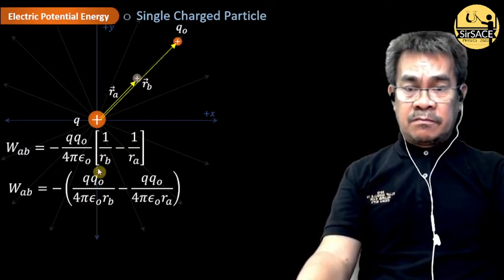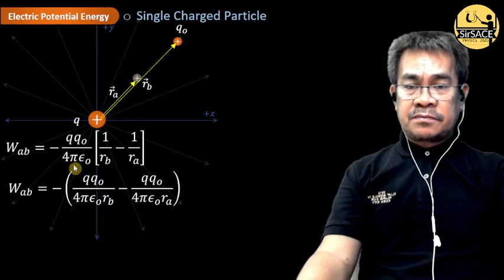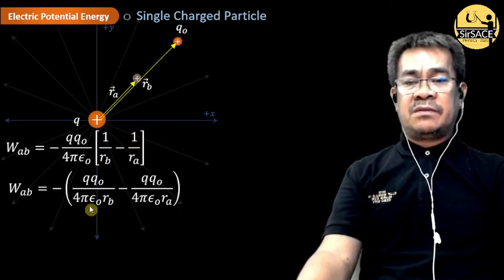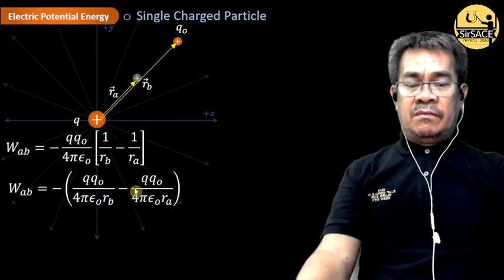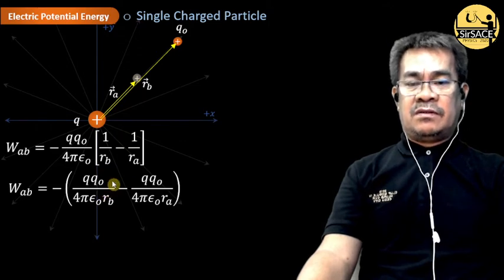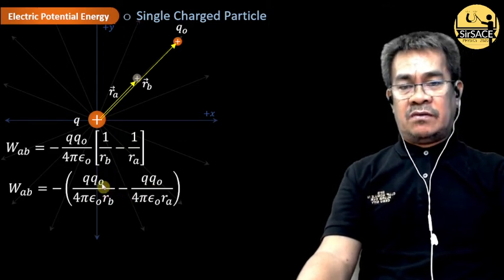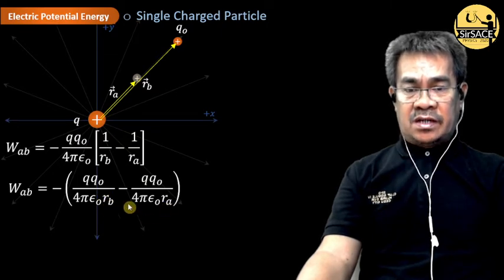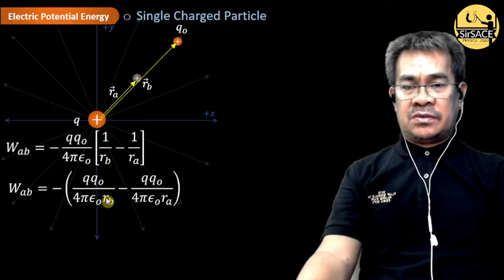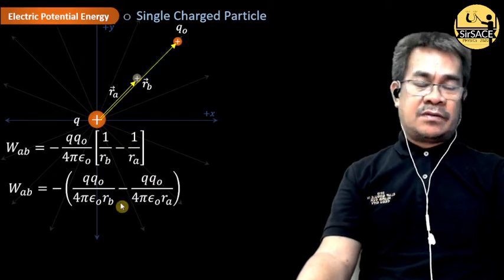But take note that when you look at the terms inside the grouping symbol, we have almost similar expressions, but they are not equal. Why? Because it varies with R. This is RB and this is RA. So the only difference between these two terms is RA and RB.